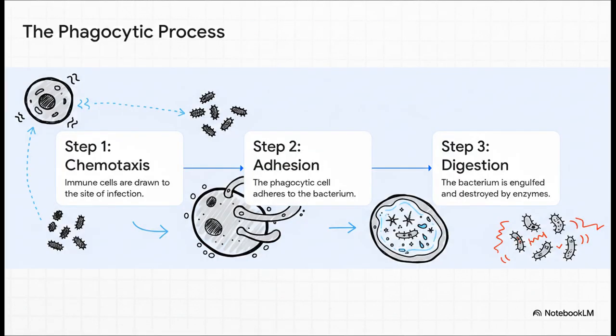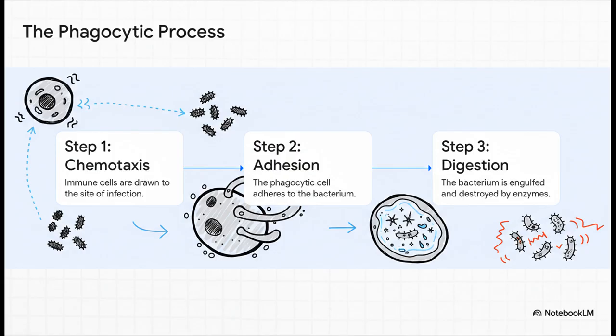And this process of cell eating, called phagocytosis, is just fascinating. It's like a little three-step dance of destruction. First, chemotaxis. The phagocyte follows a chemical trail to find the enemy. Second, adhesion. It has to physically grab onto the bacterium. And finally, digestion. It swallows the microbe whole and just obliterates it with powerful enzymes.